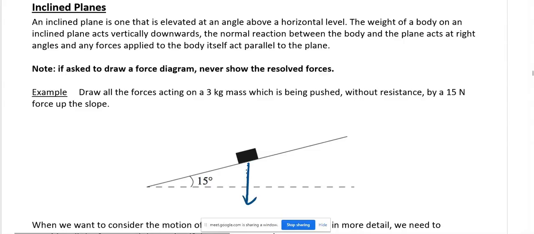In this example, it's a 3 kilogram mass, so you've got 3g newtons going vertically down. Now, if we look at the side, we also have the normal reaction. The key point of it is this word normal. Normal means at right angles to, so here your normal reaction is going perpendicular to the slope.